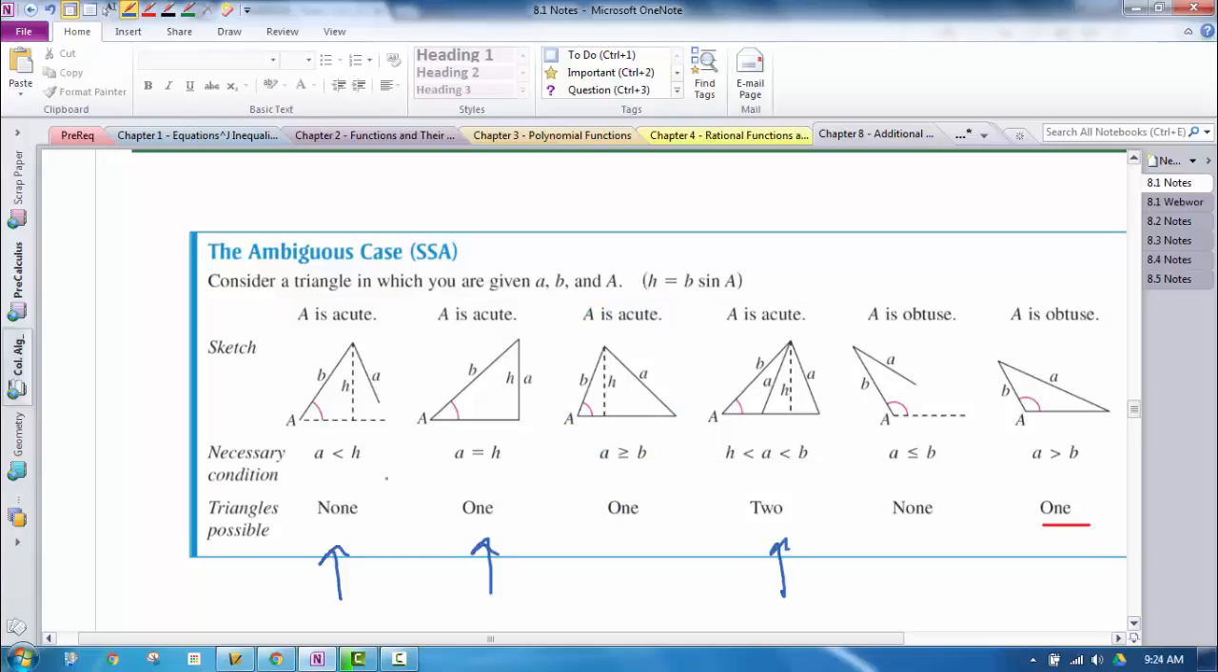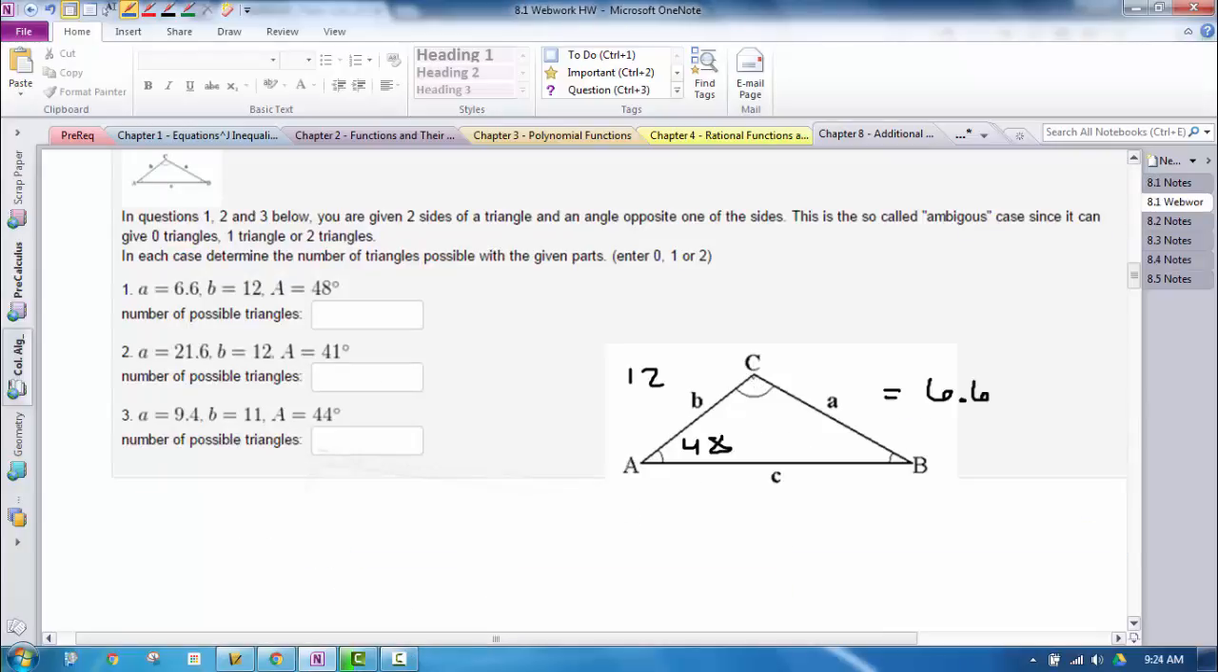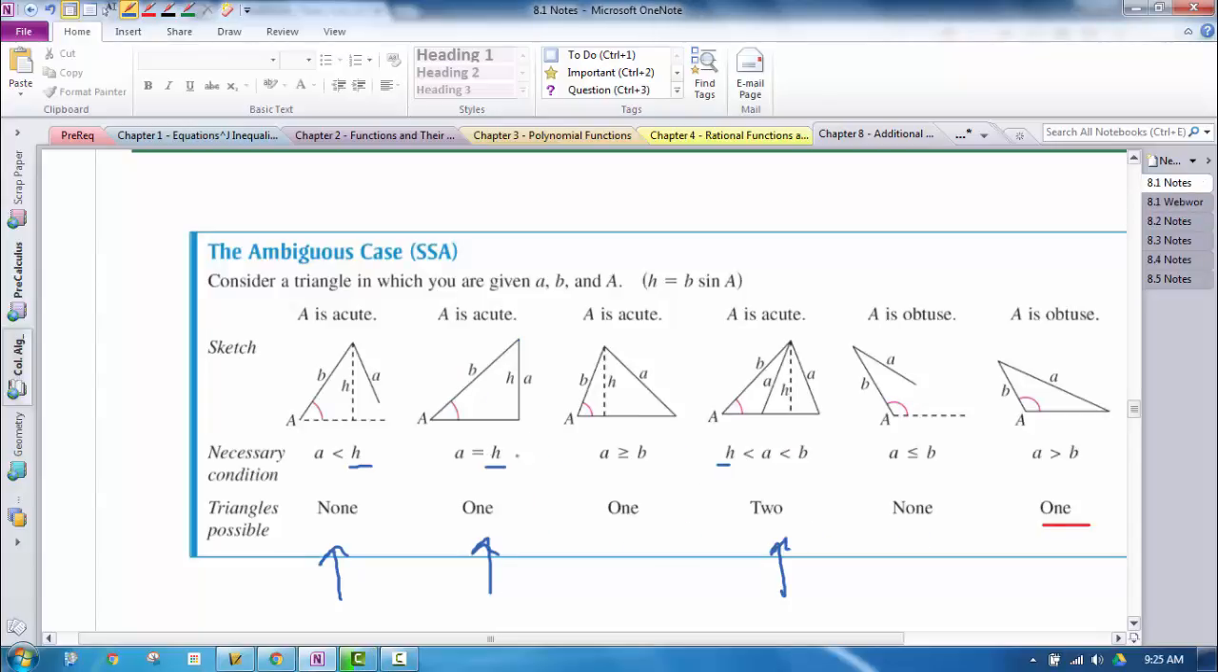So let's find the height of this triangle real quick. The height of this triangle is right here. And I can find it by doing the sine of 48 equals opposite over hypotenuse. Multiply both sides by 12. So the height is about 8.9. And then we can compare using our notes that 8.9 is not equal to 6.6.